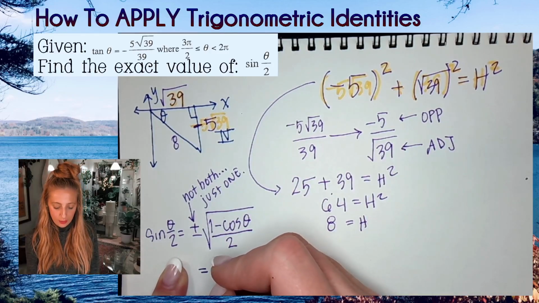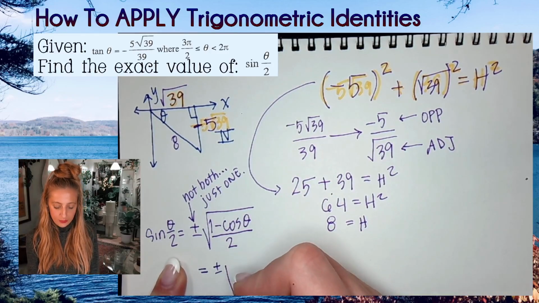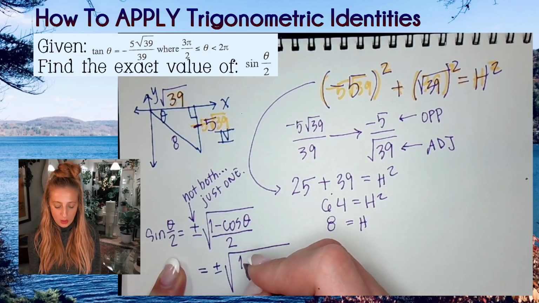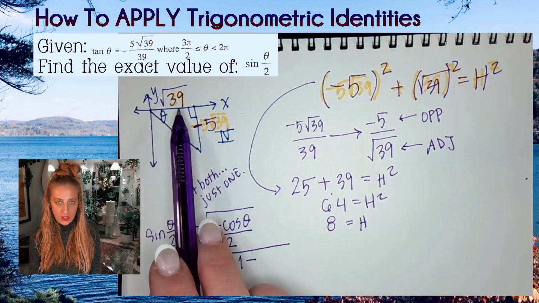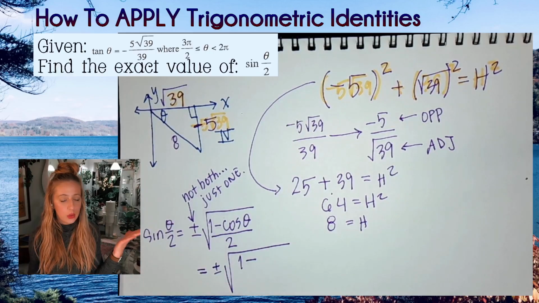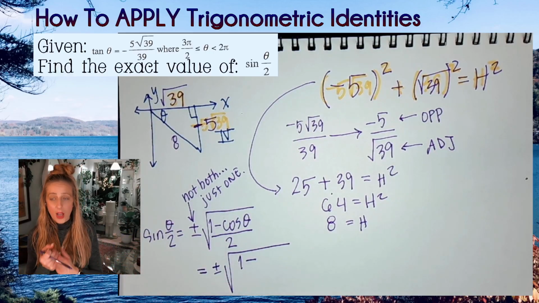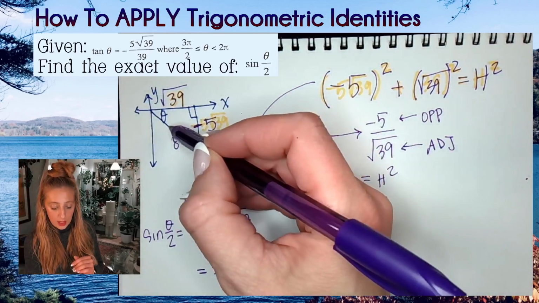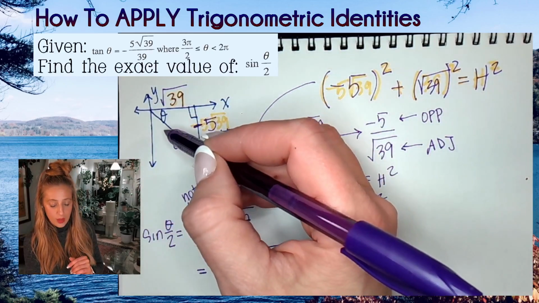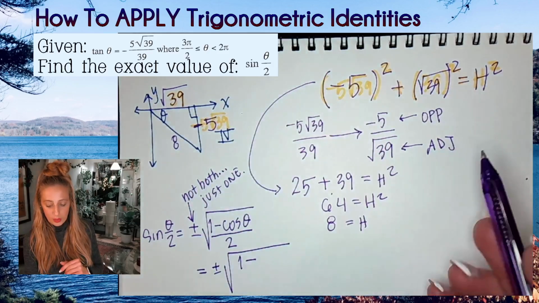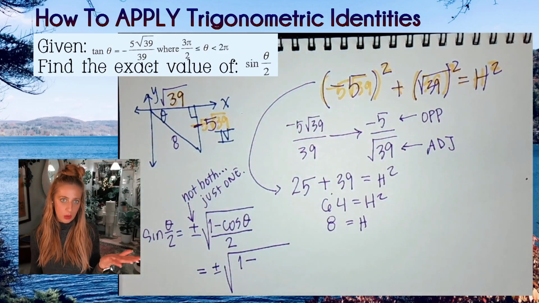So what's going to happen? For now, keep it plus minus the square root of 1 minus cosine of theta. There's theta. Theta over 2, where is that? I don't know what theta is. Theta could be this little negative angle. Theta could be this big baby that goes all the way around. Well, probably is, because it told us in the question it's between 3 pi over 2 and 2 pi.